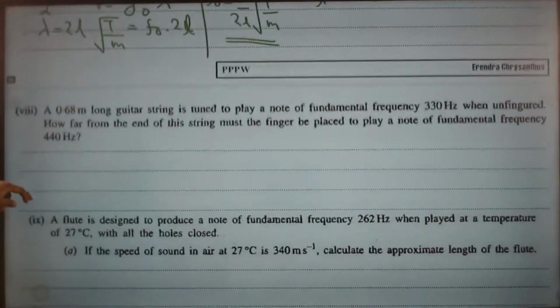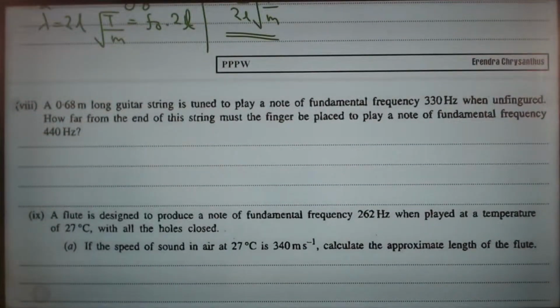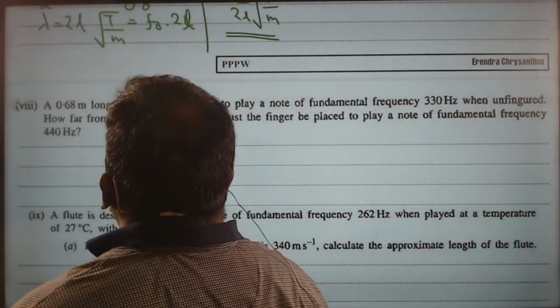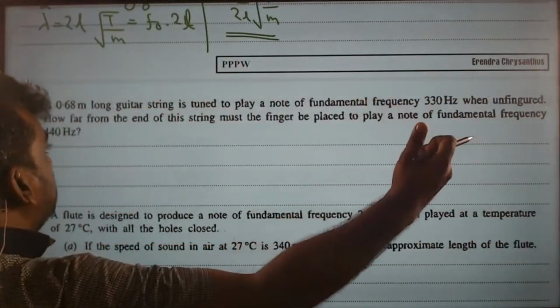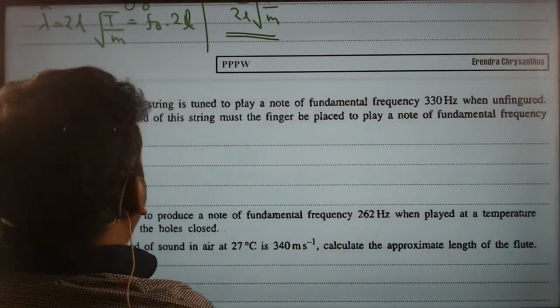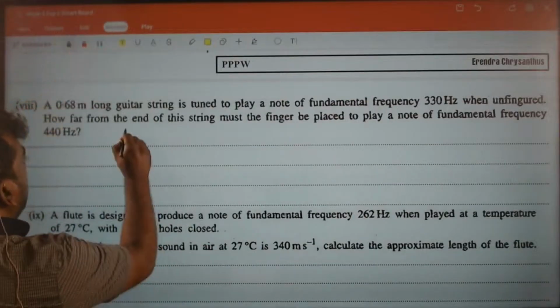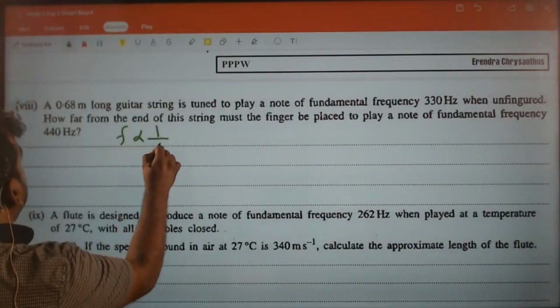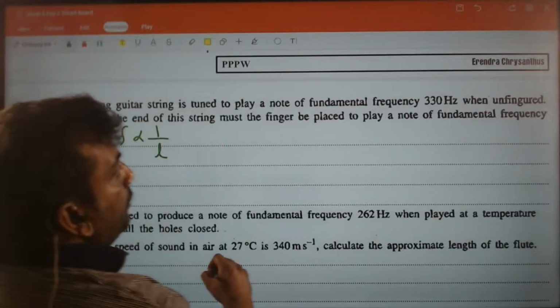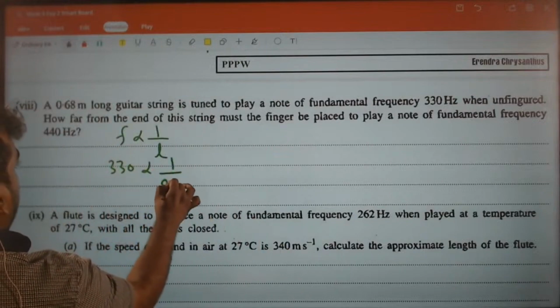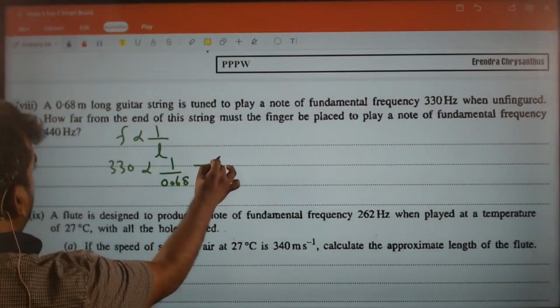Okay. A 0.68 m long guitar string is tuned to play the fundamental note of 330 Hz when unfingered. How far from the end of this string must the finger be placed to play a note of fundamental frequency 440 Hz? Frequency is inversely proportional to length. Fundamental frequency 330, length is 0.68 unfingered, you are not keeping the finger.